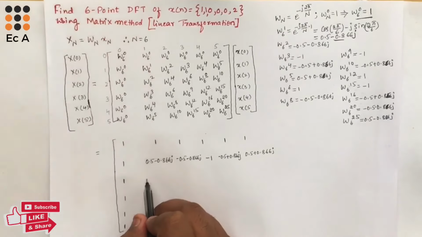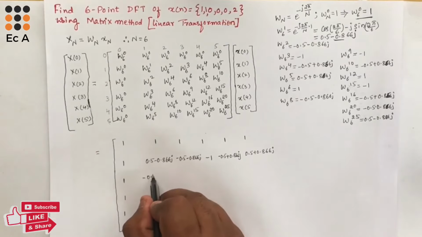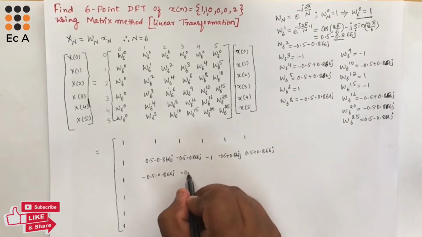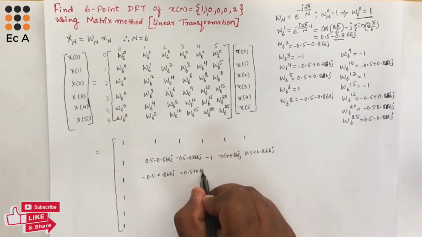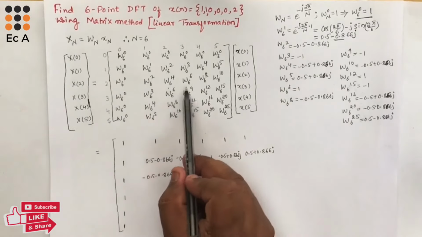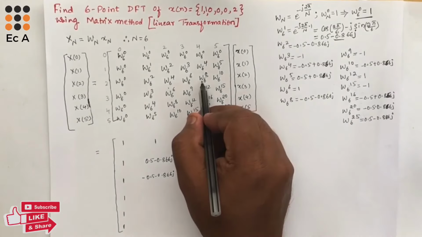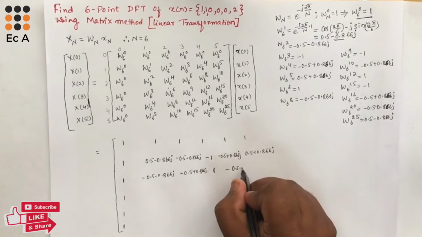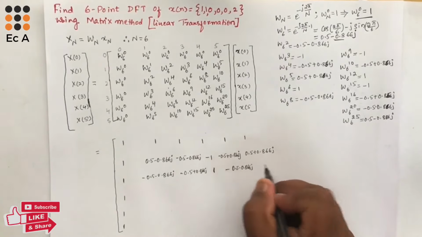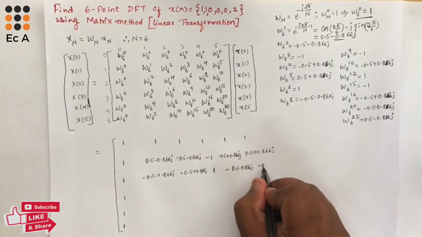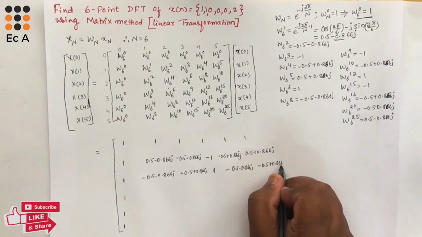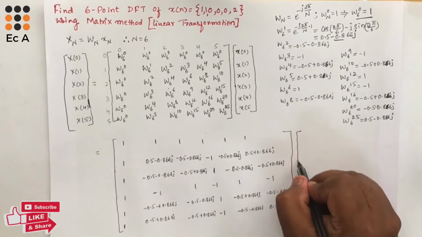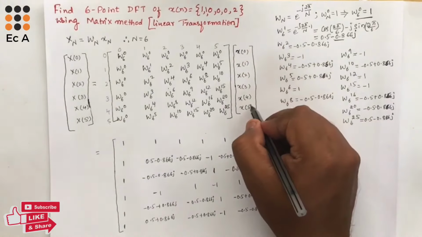W6 to the power of 2 is again minus 0.5 minus 0.866j. W6 to the power of 4 is minus 0.5 plus 0.866j. W6 to the power of 6 is 1. W6 to the power of 8 is minus 0.5 minus 0.866j. W6 to the power of 10 is minus 0.5 plus 0.866j. Likewise, you fill in all the twiddle factor values. After writing all the twiddle factor values, you write the values for x of 0 up to x of 5.